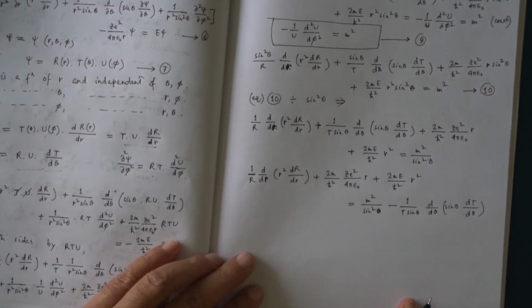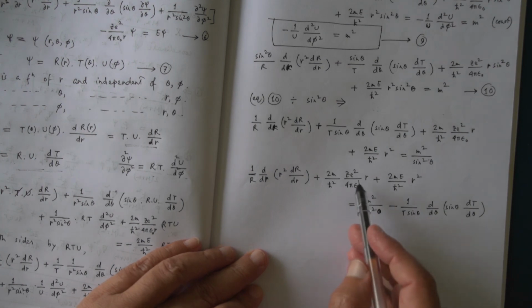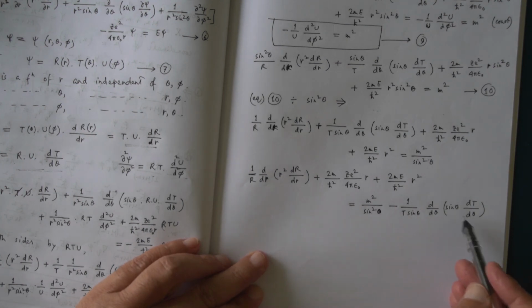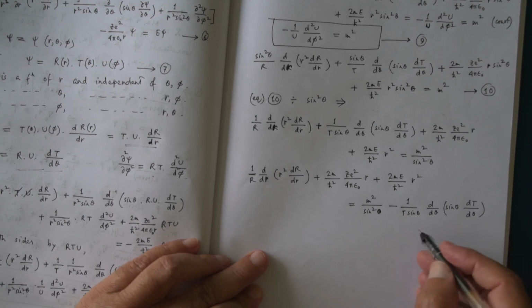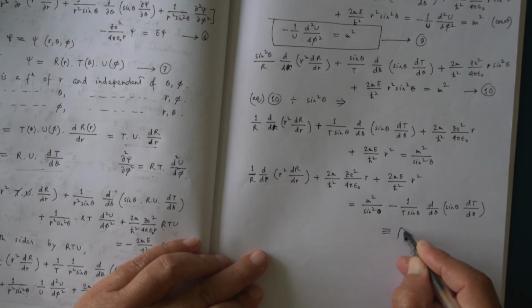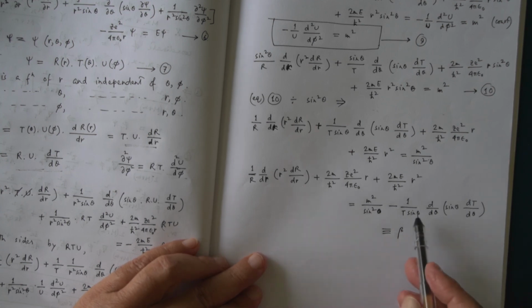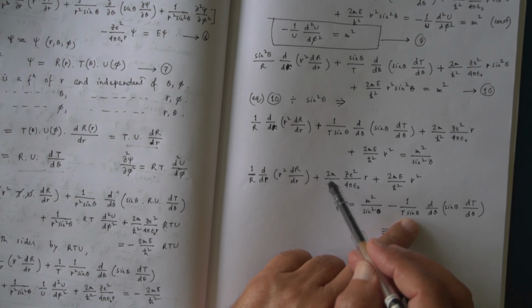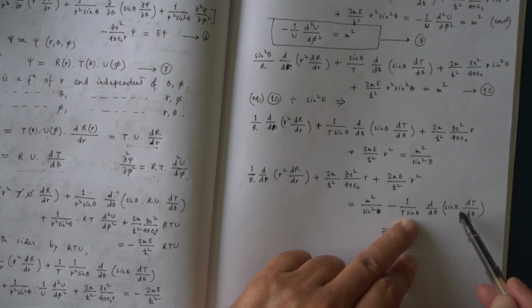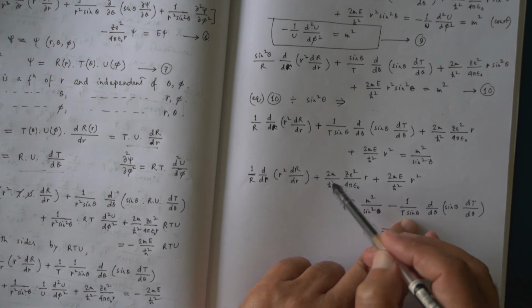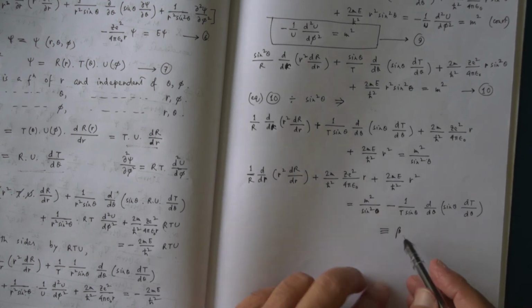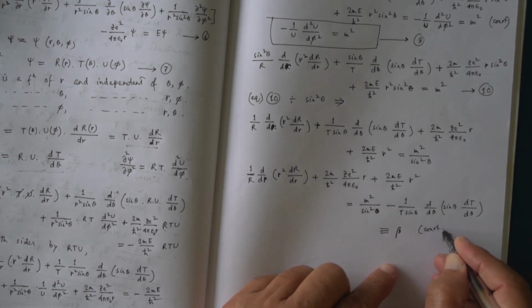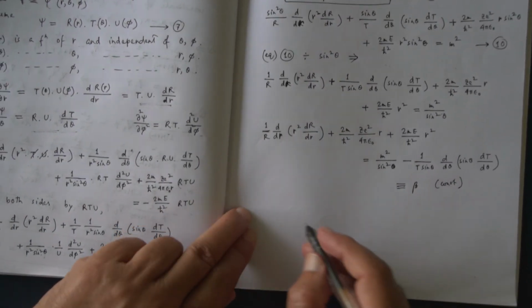Now you see, the left hand side depends on r, independent of theta, and the right hand side depends on theta, independent of r. So this must be equal to some constant beta. What I am saying is that this is independent of theta, depends on r. This is independent of r, depends on theta. But since they are equal, this is equal to some constant, say beta. So we are getting two equations.